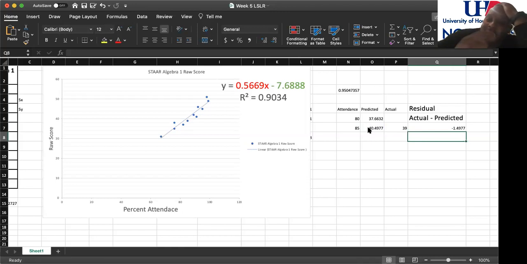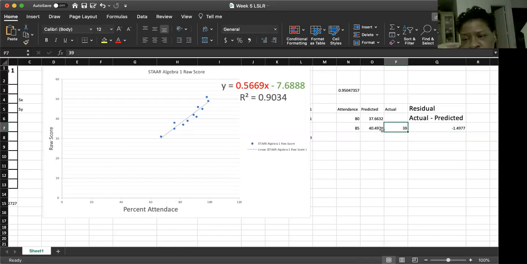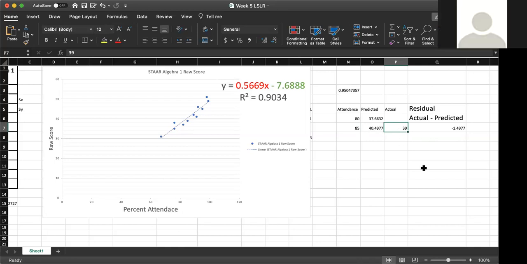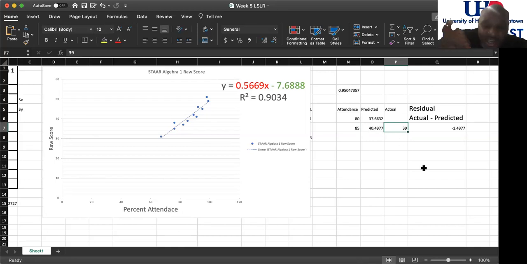And now here's what this tells me. Here's the question I really want to ask: did this line overestimate or underestimate the actual value? The actual value was 39. The predicted value was 40.5. So did the line underestimate or overestimate? Overestimate. And on your test, here's what I'm going to ask you.